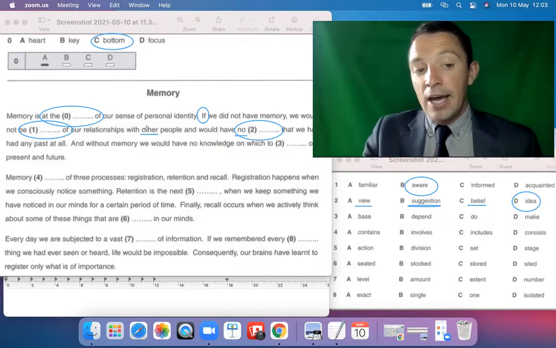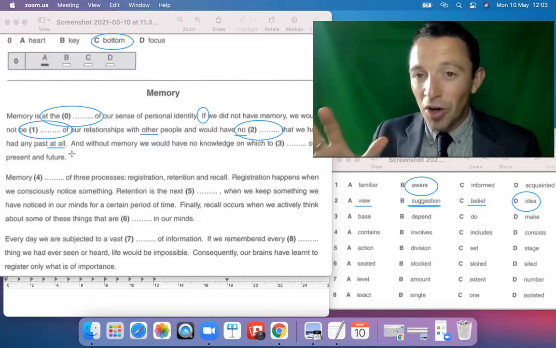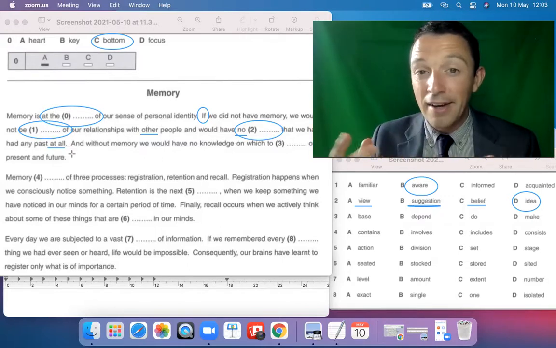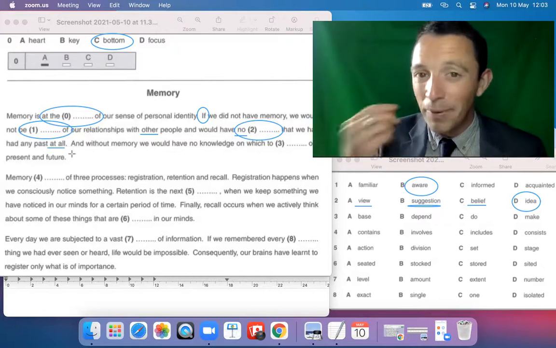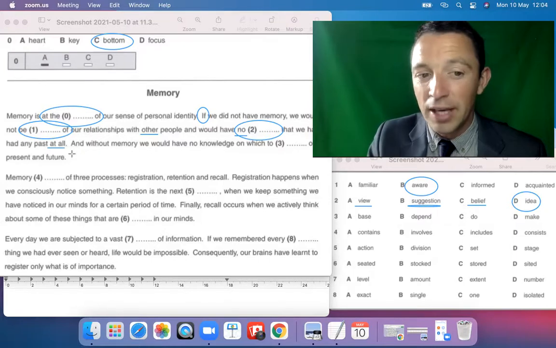Okay. At all is just really emphasis. It's stronger. I have no idea at all. It means you have completely no idea. I have no time at all. I have completely no time. So it's just more emphasis, and it's very simple, but very fluent as well.